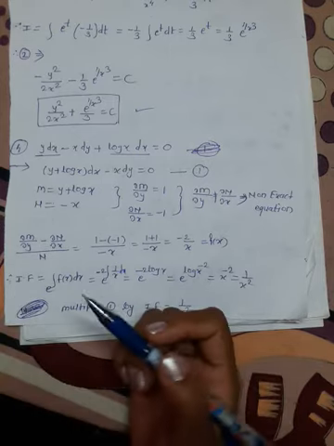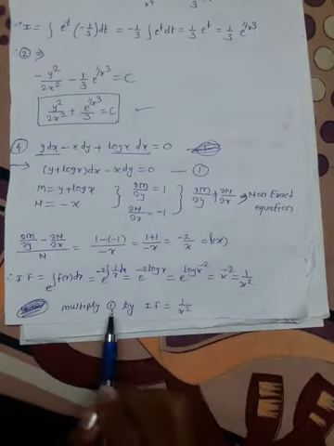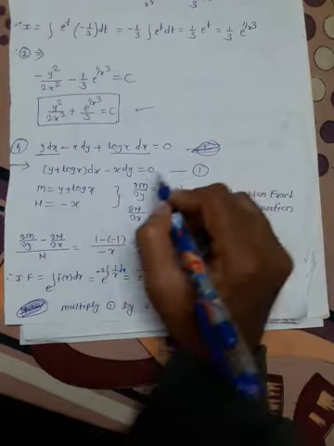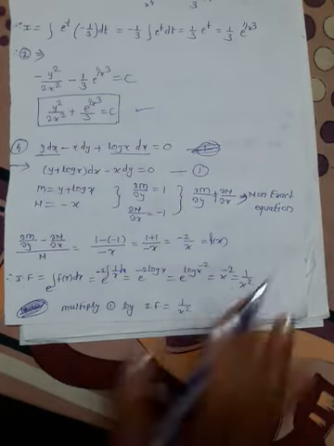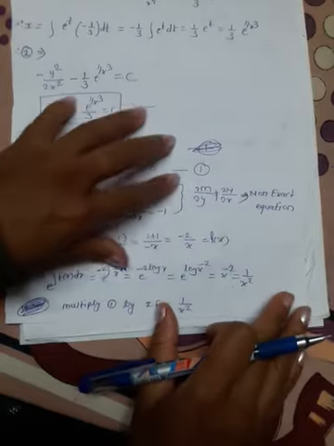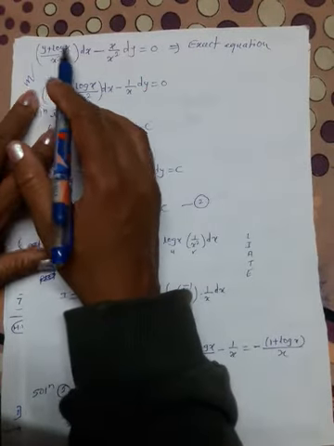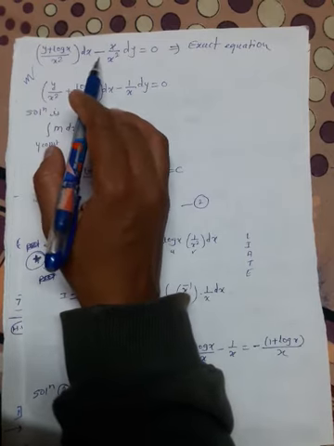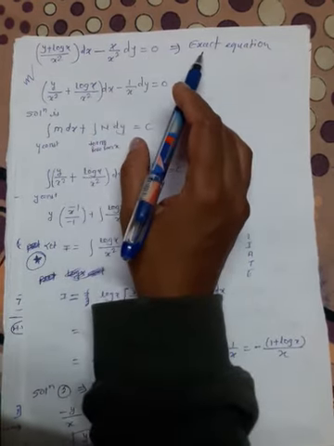Now the next step will be to multiply the given equation by this integrating factor. Therefore, multiply equation number 1, this one, by our integrating factor 1 upon x square on both sides. It becomes the exact equation: (y plus log x) 1 upon x square dx minus x upon x square dy is equal to 0, which is our exact equation.